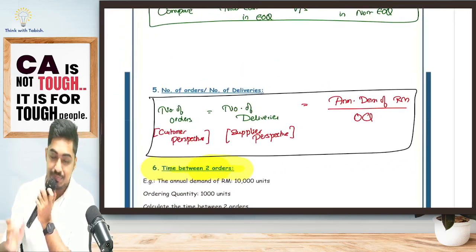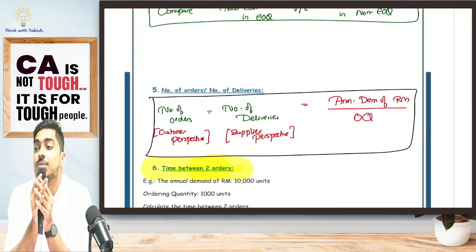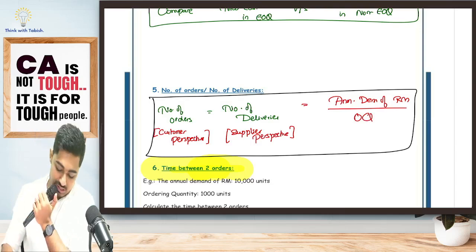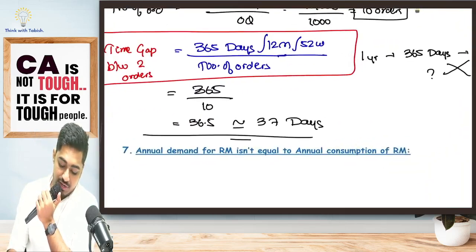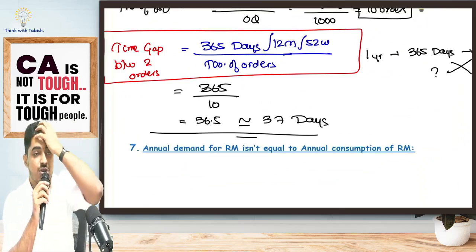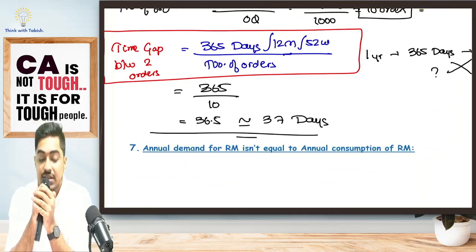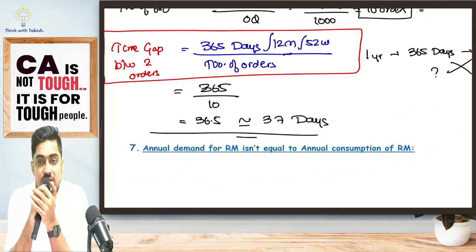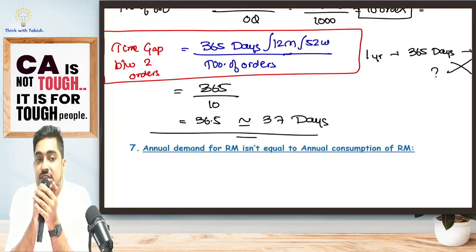Next point being number of orders or number of deliveries. Both are one and the same. Customer will order, supplier will deliver. It is total how much I want divided by one time how much I'm buying: annual demand divided by ordering quantity. Then we told the time gap between two orders. It is 365 days or 12 months or 52 weeks divided by number of orders. This is what we have discussed today.